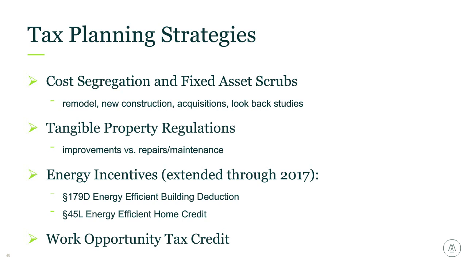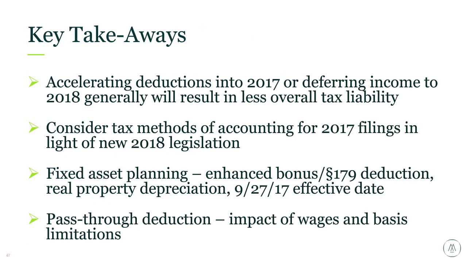And we are running short on time, so I'm going to keep going. The key takeaways for our for-profit entities: accelerating deductions into 2017, as Rob mentioned, or trying to defer income to 2018. Look at your tax methods, especially before you file your 2017 tax returns. Pay attention to fixed asset planning, both that occurred in 2017 and in 2018, budgeted, and then keep an eye on pass-through deductions if it applies to you, and make sure that you're not being limited due to wages or basis. Marcy, you want to get that last polling question in?